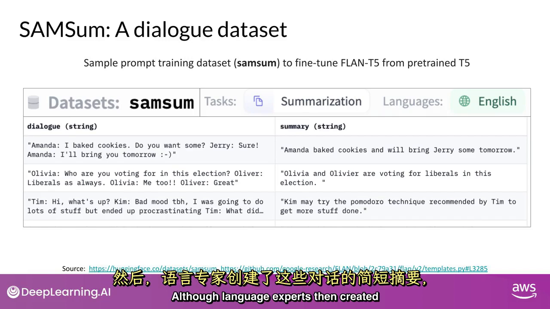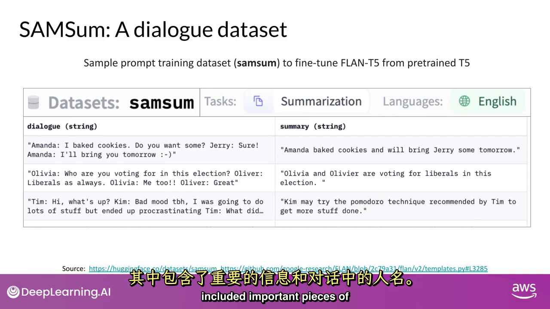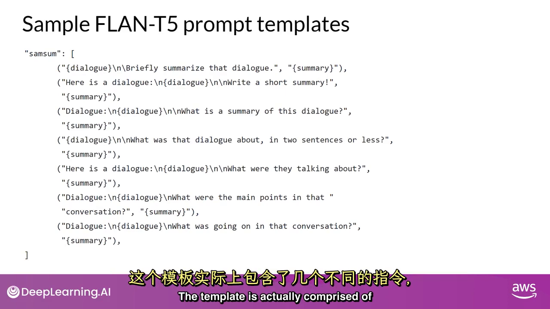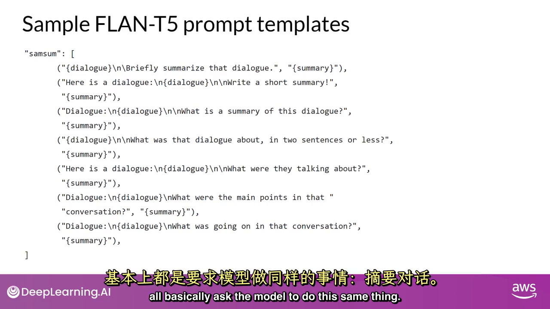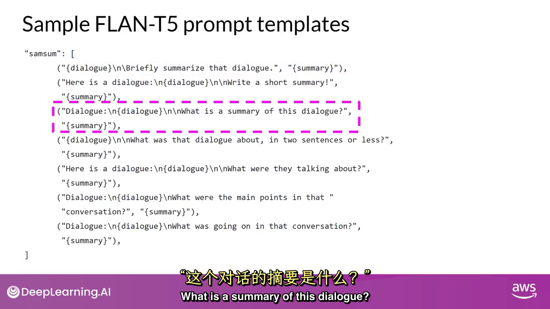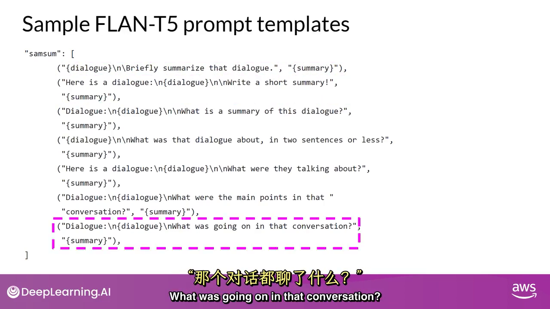Other language experts then created short summaries of those conversations that included important pieces of information and names of the people in the dialogue. Here is a prompt template designed to work with the SAMSum dialogue summary dataset. The template is actually comprised of several different instructions that all basically ask the model to do the same thing: summarize a dialogue. For example, briefly summarize that dialogue. What is a summary of this dialogue, and what was going on in that conversation?